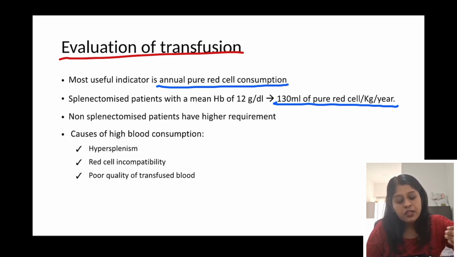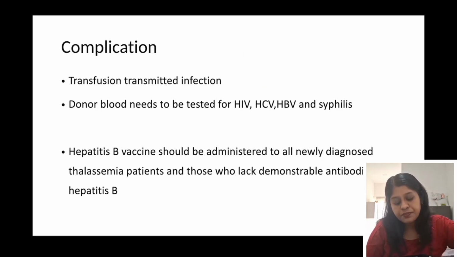What are the causes of high blood consumption? When do you have to transfuse even more frequently? If there is hypersplenism, if there is red cell incompatibility, or if there is poor quality of transfused blood, then you will have to transfuse this patient even faster.